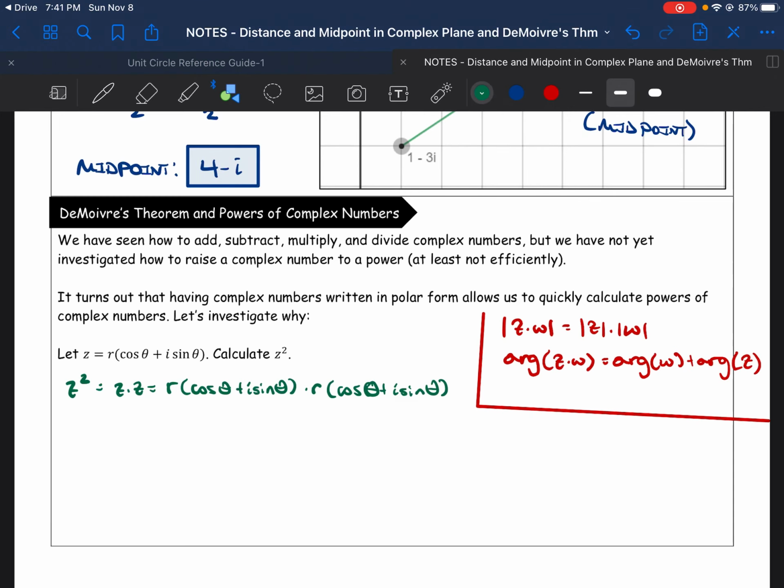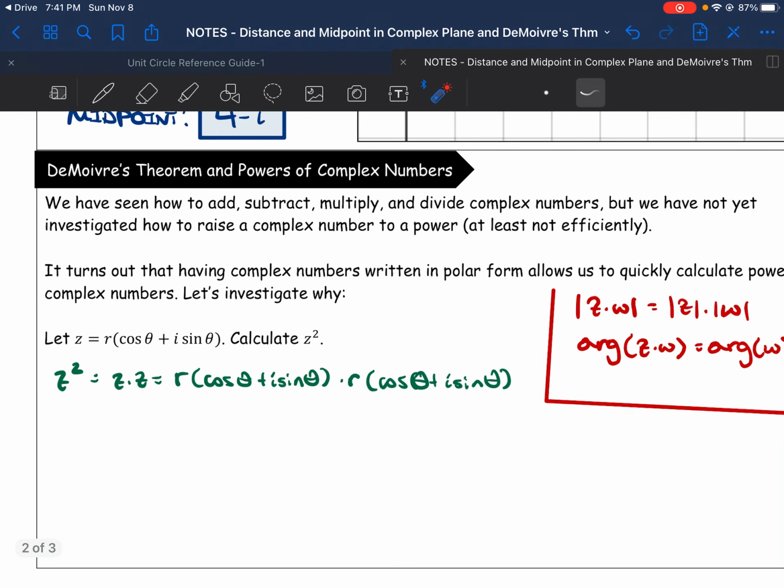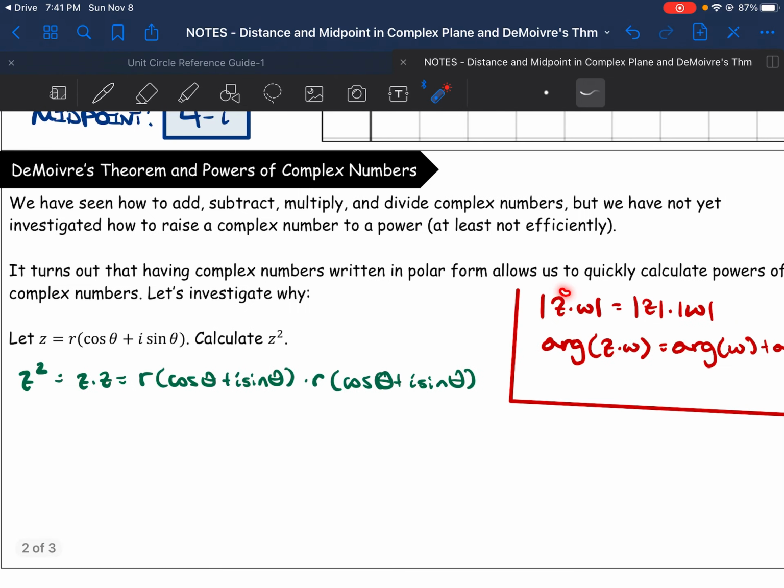That's some very helpful information for us. The reason that's helpful is because we're trying to multiply two complex numbers. We're multiplying z times itself. So we can multiply the two moduli, r times r, which gives us r squared. And then we can add the arguments together. So theta plus theta gives us 2 theta.